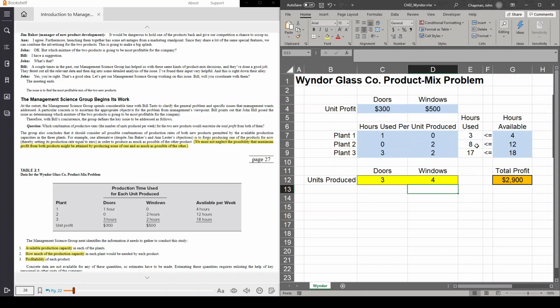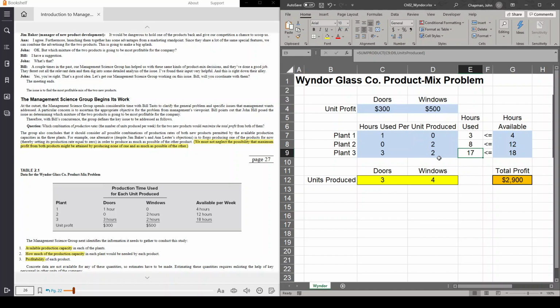4 windows allows us to fill each of these constraints. Does that make sense? So the hours used in each of these plants are less than or equal to the hours available. So that's kind of the manual process that we did. And again, going back to this formula, what we're doing here is the sum product of the per unit hours for each door and window times the number of units produced. And the result is 3 here, 8 here. Why is it 8? Because 0 times 3 is 0, plus 2 times 4 is 8.